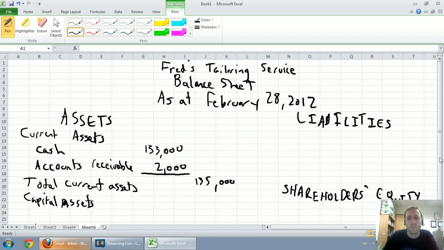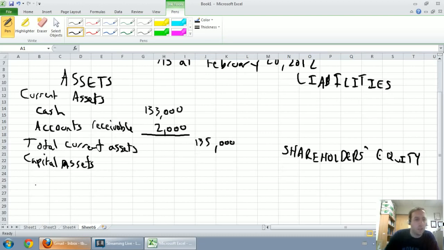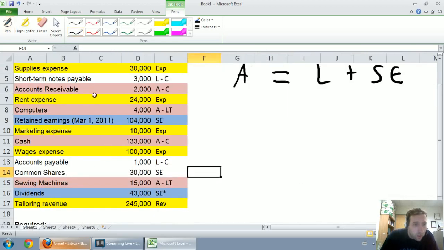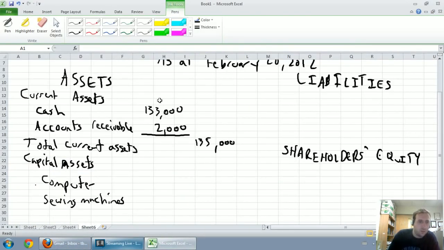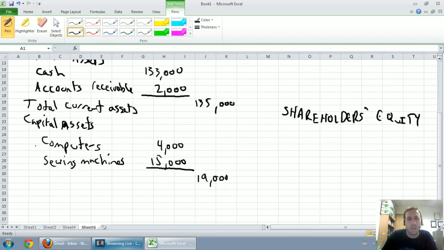And first is our computer, and next is going to be our sewing machine. Our computer was worth 4,000 and our sewing machine's 15. Oops, that was computers with an S too. You always want to be consistent with what's given in the question. So our computers were 4 and our sewing machines 15. 4 plus 15 is 19. And that's our total capital assets.